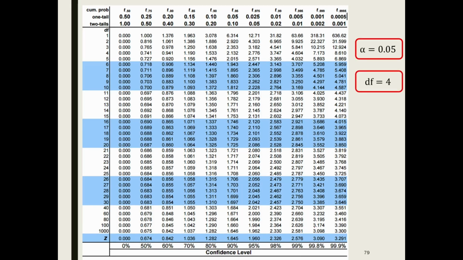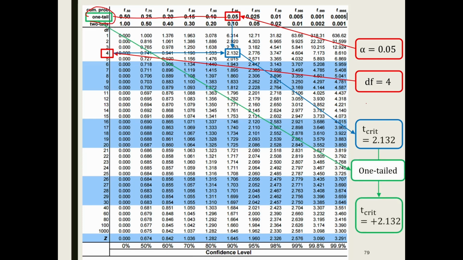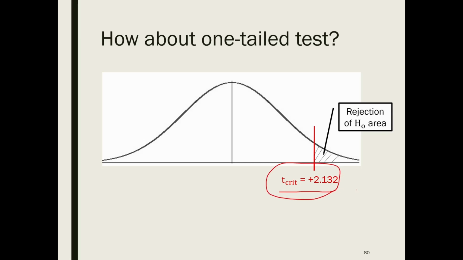Alpha level 0.05, degrees of freedom 4. You already know this very well. Remember, this is going to be the one-tailed direction. So the t critical will be 2.132, and since it's on the right side, it is going to be the positive 2.132. And then we make a conclusion. Again, we now have changed the t critical to 2.132.